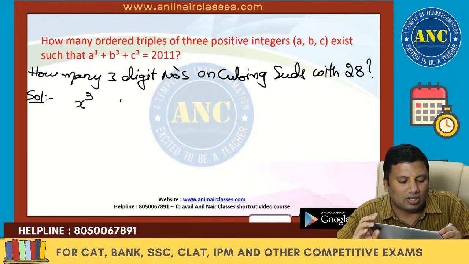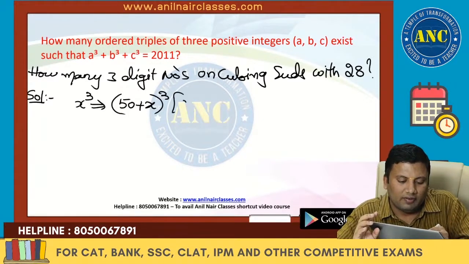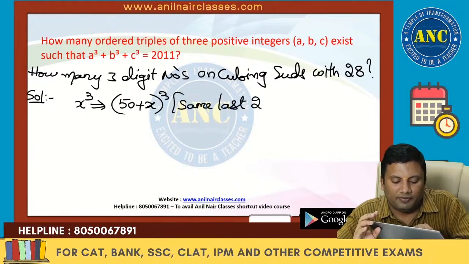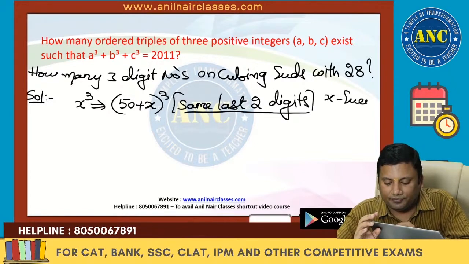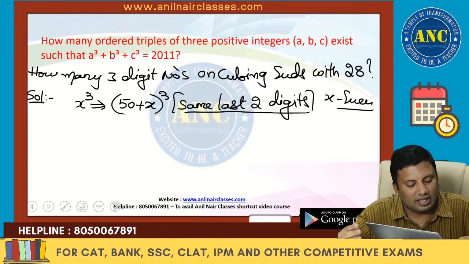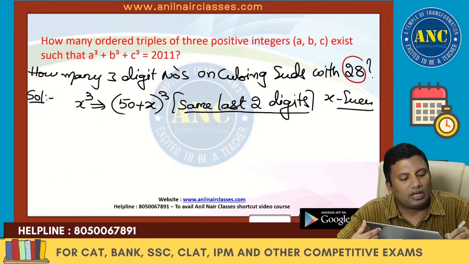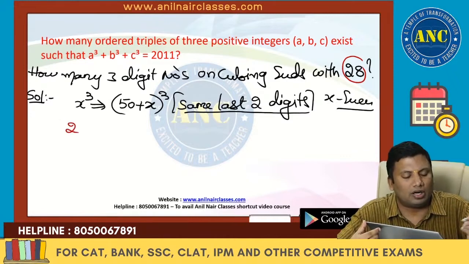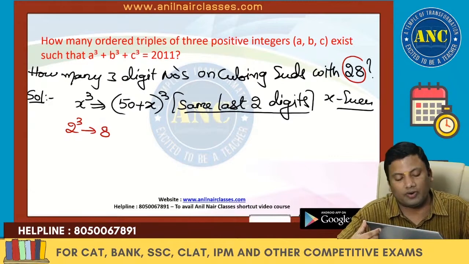So what is the logic we discussed? x cube and (50 plus x) whole cube will have the same last 2 digits if x is even. Now see here, it is ending with 28. What is the lowest natural number which on cubing ends with 8? 2 cube is 8, but I want 28.